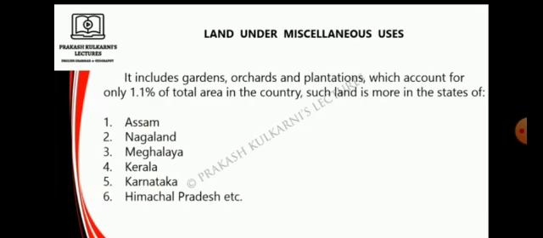Next, land under miscellaneous area. What is that? It includes gardens or orchards and plantations which account for only 1.1% of the total area in the country. Such land is more in the states of Assam, Nagaland, Meghalaya, Kerala, Karnataka, Himachal Pradesh, etc. This area we have to see under the classification of land use pattern of India.